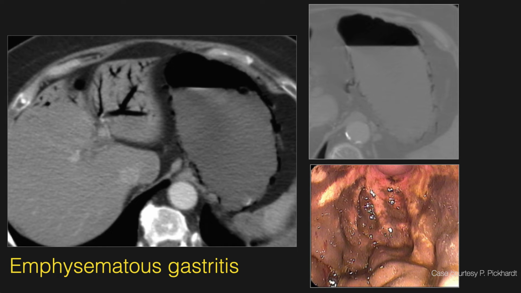But air outside of the stomach wall isn't the only thing to be concerned about. Air in the gastric wall, which is also known as emphysematous gastritis, is caused by gas-forming infection with or without ischemia of the gastric wall. On endoscopy, this patient had extensive ulceration with necrosis and ischemia, but did have healing on a repeat evaluation a few months later.